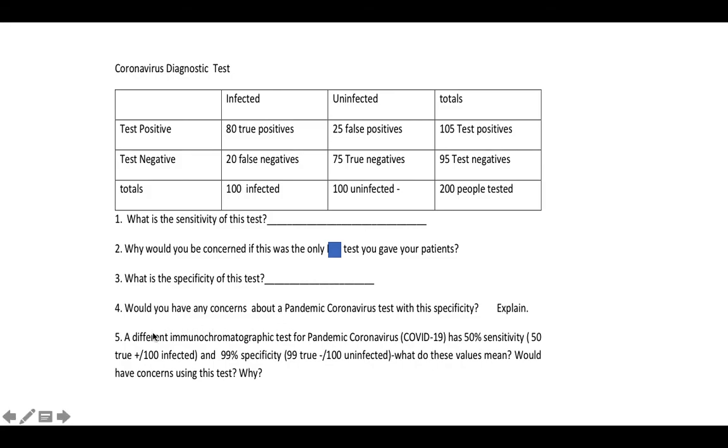Okay, so then this last one is a different immunochromatographic test for pandemic coronavirus. It has a 50% sensitivity. Oh my gosh, you guys, that only means it's identifying half of the folks that are infected, and 99% specificity. So that means for 99 out of every 100 uninfected people, the test will identify them as truly being uninfected. So there would only be 1% that would suffer from a false positive, right?